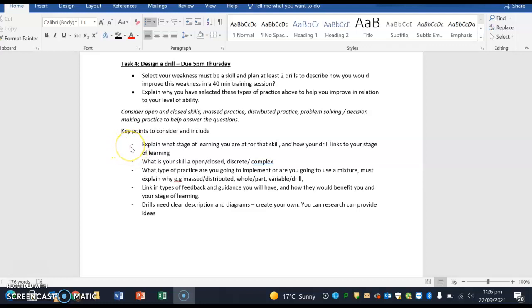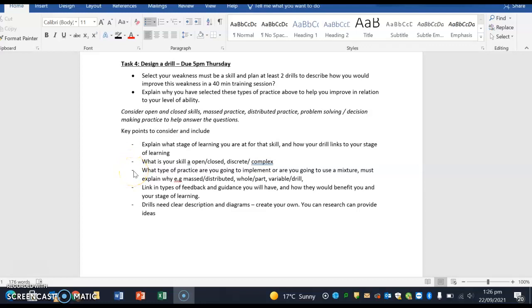That's the first part. So you have to think about all these before you design specifically what drill you're going to do. What is your skill? Is it an open skill? Is it closed in a game situation? Is it a discrete or complex skill? So look at those skill classifications that we covered. What is it? And describe that. I'll show you a diagram shortly of a whole assignment, blacked out, but what it kind of looks like.